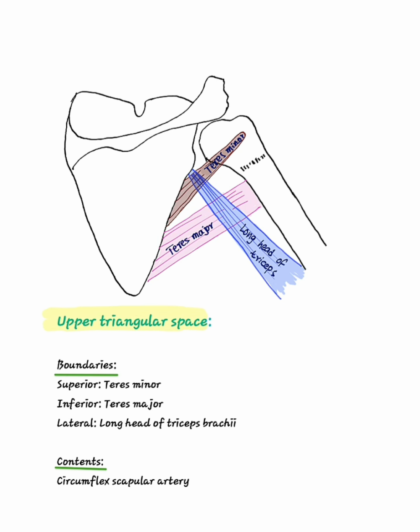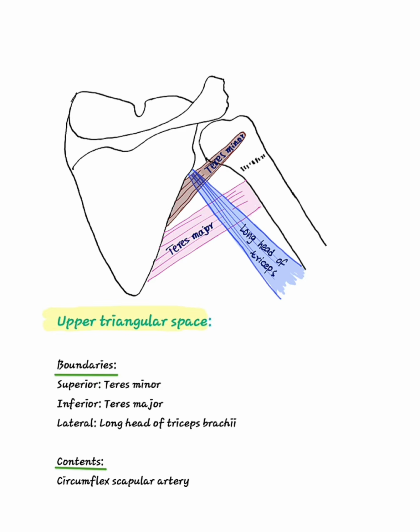Let's revise the boundaries and contents. Quadrangular space boundaries: laterally surgical neck of humerus, medially long head of triceps, superiorly subscapularis, anteriorly capsule of shoulder joint and teres minor posteriorly, inferiorly teres major. Upper triangular space boundaries: superiorly teres minor, inferiorly teres major, laterally long head of triceps. Lower triangular space boundaries: laterally shaft of humerus, medially long head of triceps, superiorly teres major.